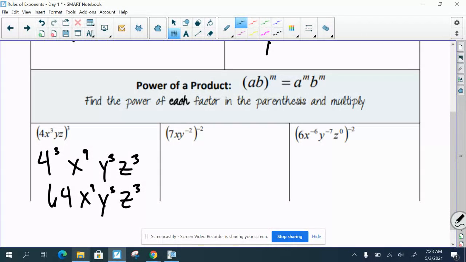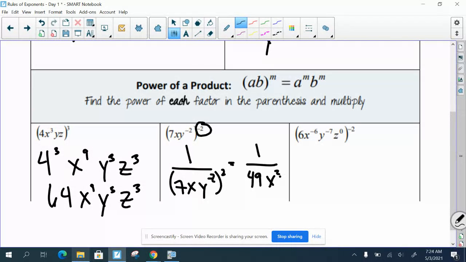Here, what I would do first is go ahead and flip it. So I would do 1 because of this negative exponent. I would do 1 over 7x, y to the -2nd, squared. Now notice that when I flip it, I'm only changing this exponent sign. I don't change this exponent sign because that's in the parentheses. Okay, then I go ahead and distribute. So this would be 1 over 49 x squared, y to the -4th. Now I move this up to the numerator. So this would be y to the 4th over 49 x squared.